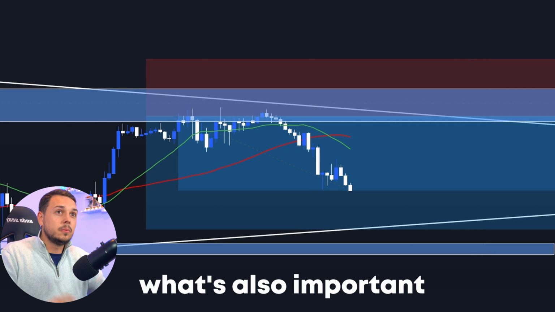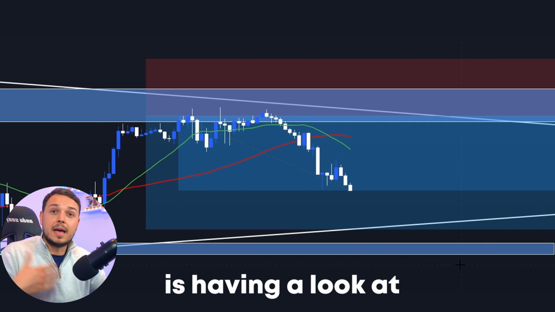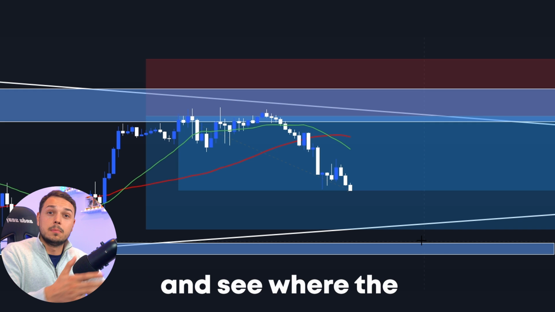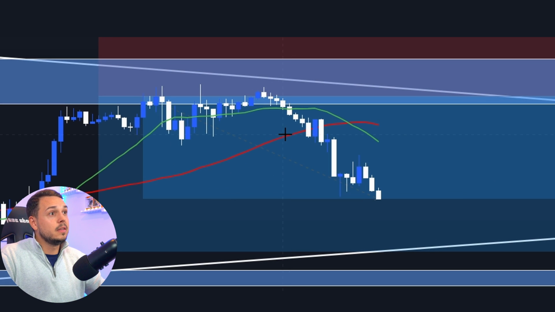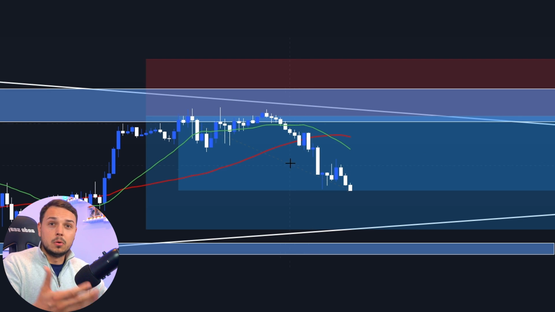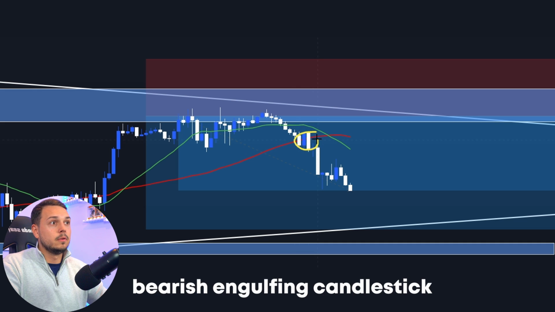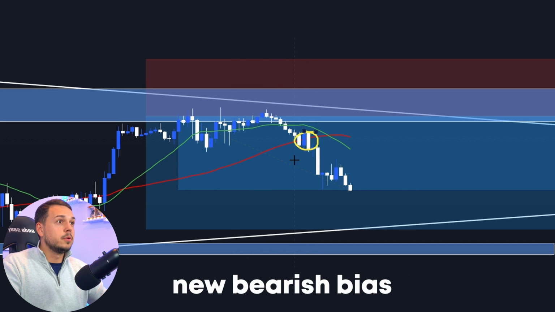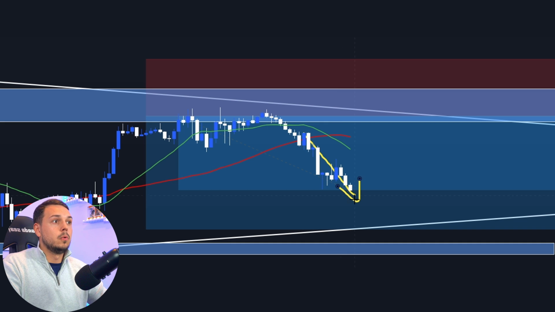What's also important when swing trading is having a look at the hourly time frame and seeing where the moving averages are at. And as you can see, we had a nice break over here, had an exhaustion in between the 20 and 50 moving averages, a typical move, and then a bearish engulfing candlestick once again to confirm the new bearish bias, and it went towards the downside.